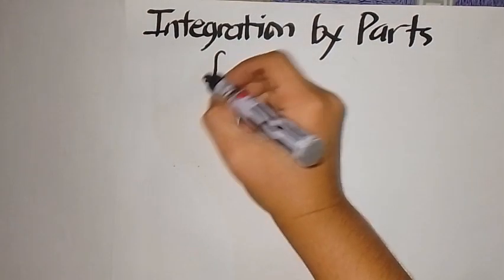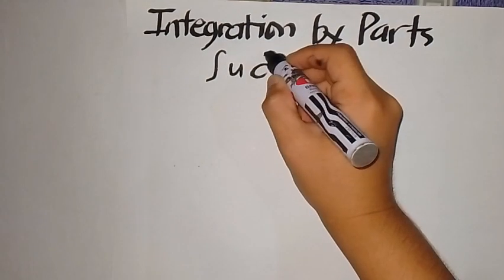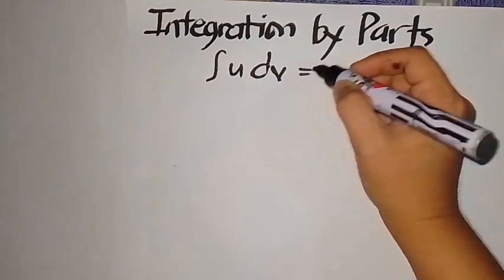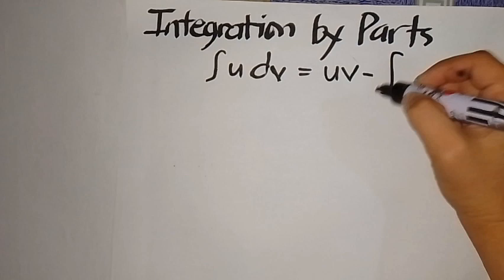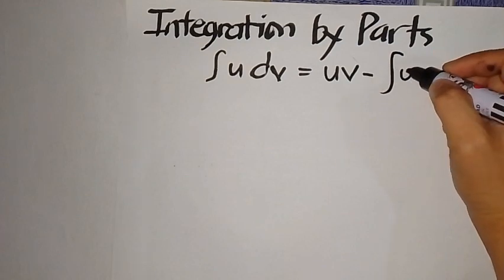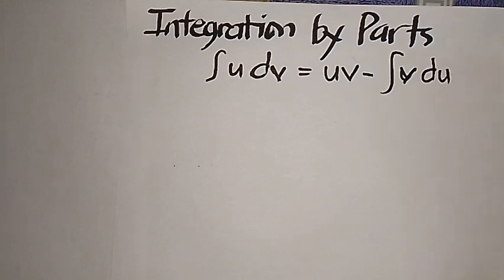So integration by parts. The general form for it is the integral of u dv is equal to uv minus the integral of v du. So this is the general form of integration by parts.